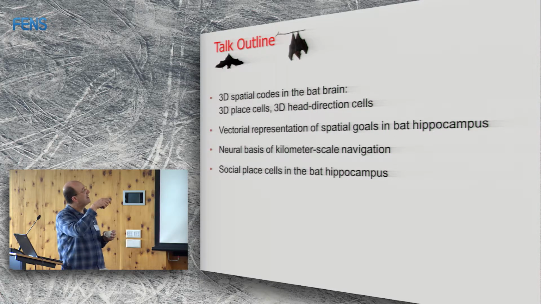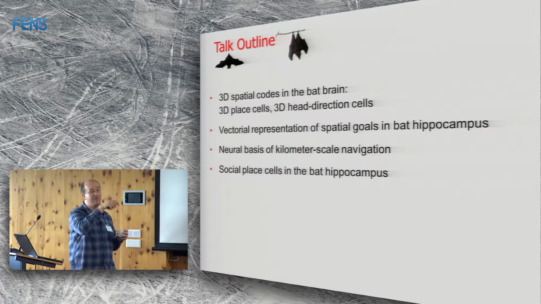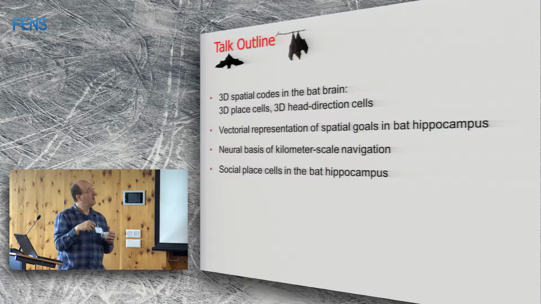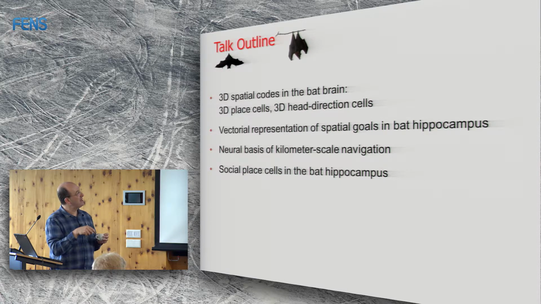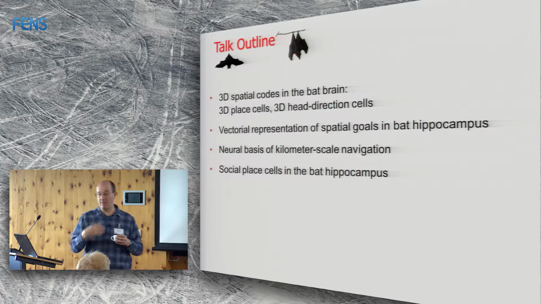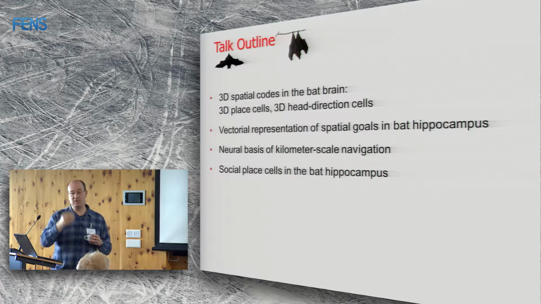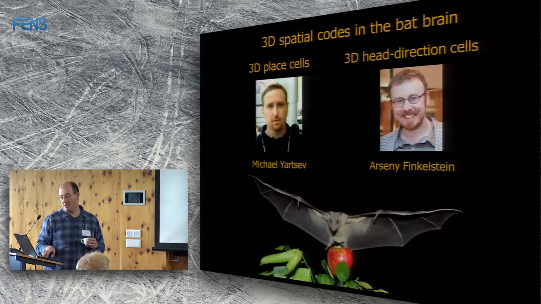So what I'll tell you about today is 3D spatial codes in the bat brain, particularly 3D place cells and the 3D head direction cell. I'll be quite brief on that because I want to tell more about newer stuff. Then I'll tell you about vectorial representation of spatial goals in the bat hippocampus, then about the neural basis of kilometer scale navigation, some preliminary results that we have on that, and then about social place cells and a new result that we have about representation of other animals that might be relevant for social navigation, for example.